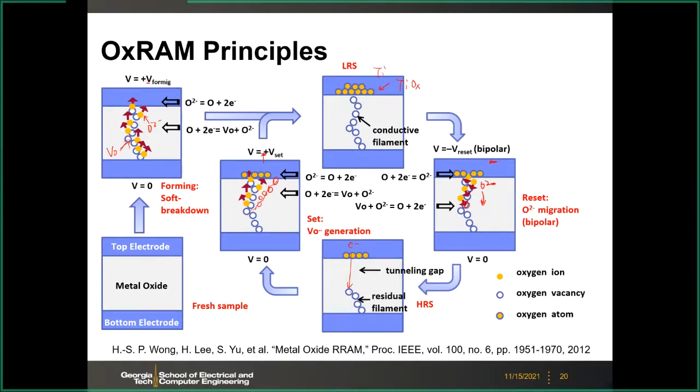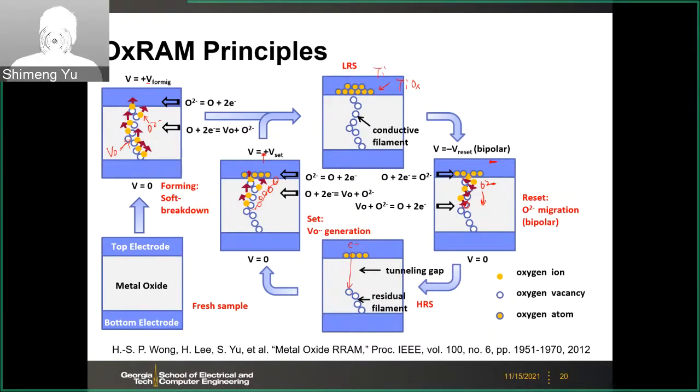So this will result in variations from cycle to cycle, and this is one of the challenges of RRAM circuit design. You have to deal with these variations from cycle to cycle. Every cycle, the filament is different in its shape. Then you will introduce resistance variation from cycle to cycle.